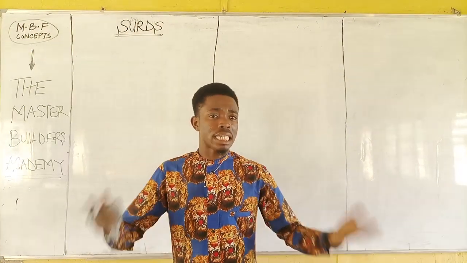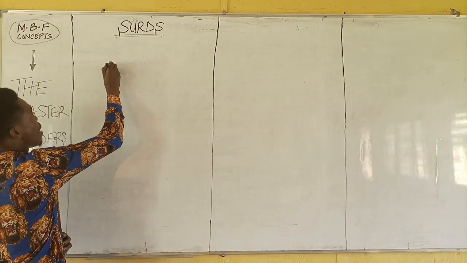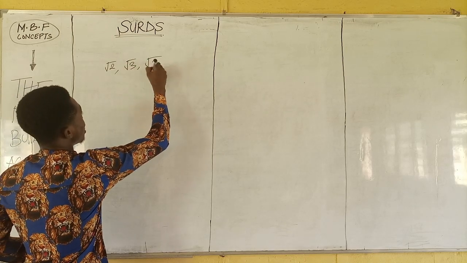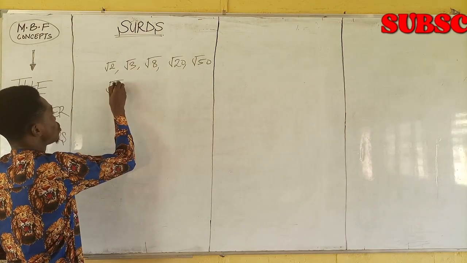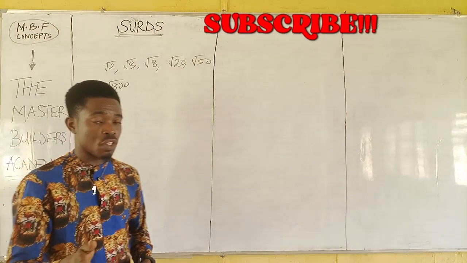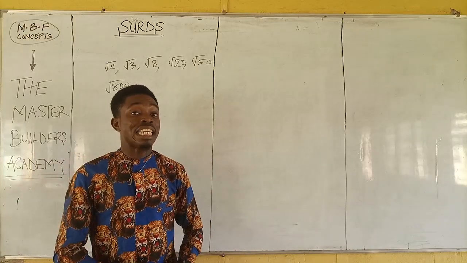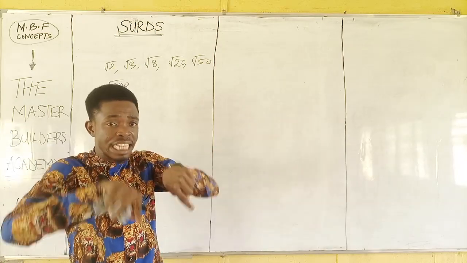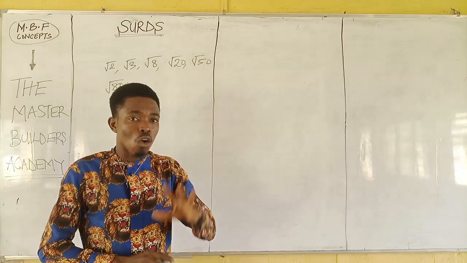Guys, what are the examples of surds, or how do surds look? Examples of surds are root 2, root 3, root 8, root 20, root 50, root 800, just like that. When you look at this, you will see that the numbers inside the square root are in themselves not perfect squares, but in some of them, you have a perfect square as a factor of those large numbers.